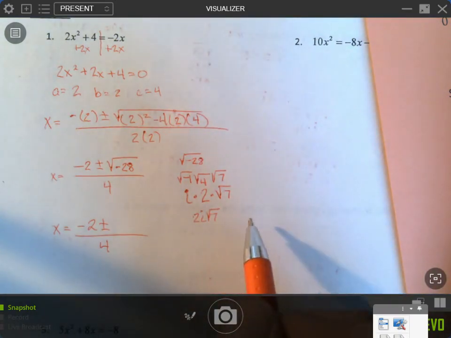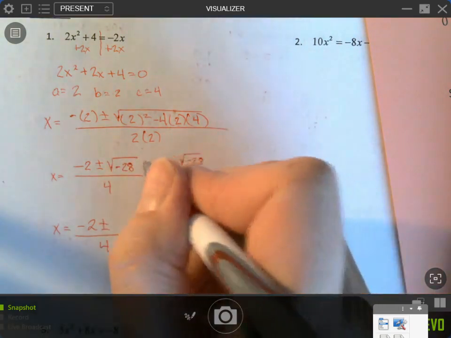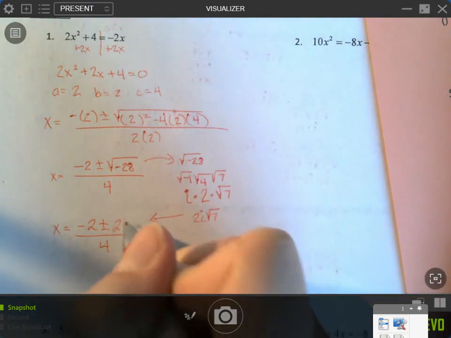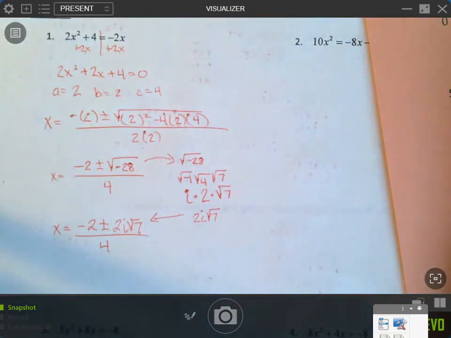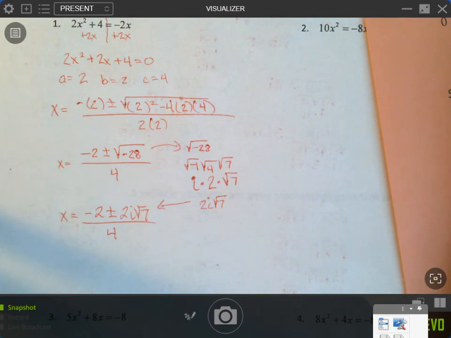It's all multiplication. So here I go. I'm going to replace that square root of negative 28. I brought it over here. I'm going to put it back here. 2i square root of 7, like a little detour. Okay, everyone should be able to get to this point. This is where we find mistakes because we sort of forget some fraction rules.